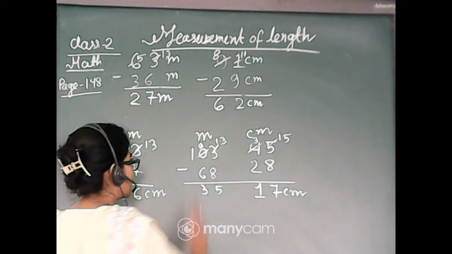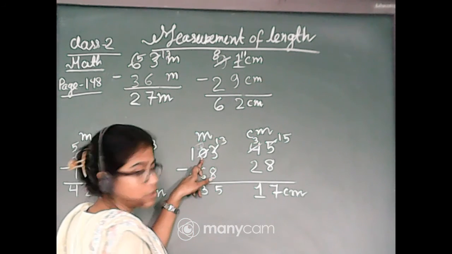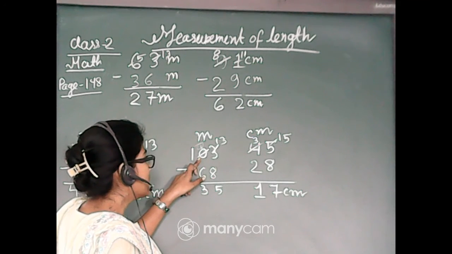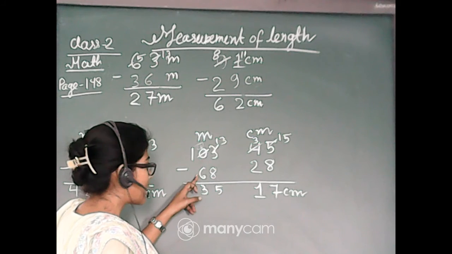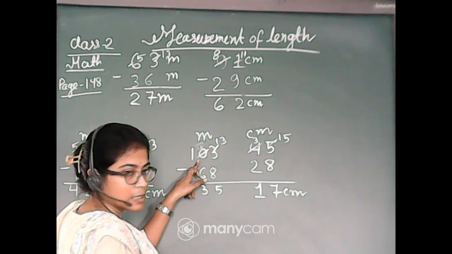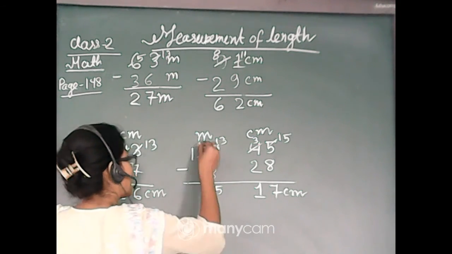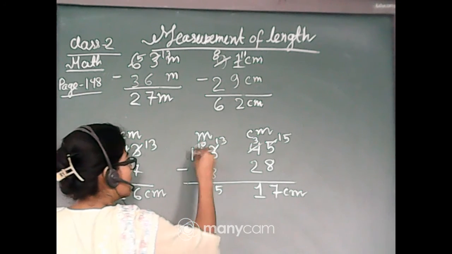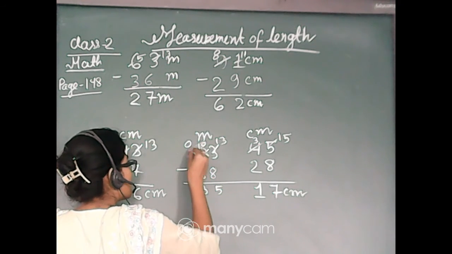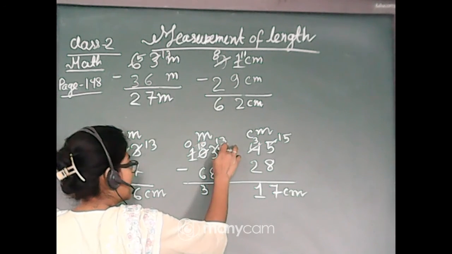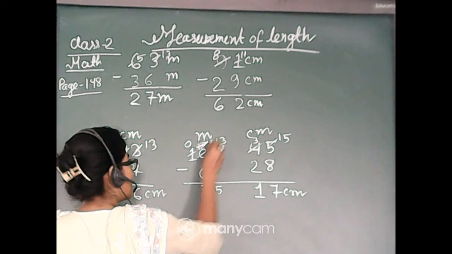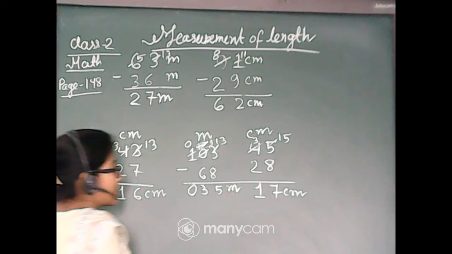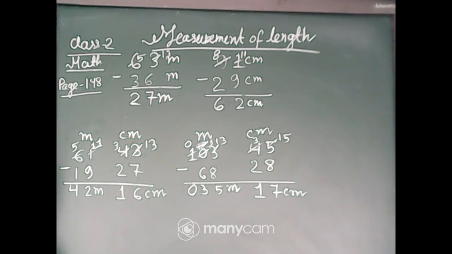And now see, students, here 0 is on the top, isn't it? Since it is 0, we can't subtract 6 from 0. That means we have to think of it as 10 first. Now how does it become 10? It takes 1 from here, so this 1 will reduce and become 0. Whenever it becomes 13, it will reduce by 1 and become 9. That's why 0 will come here. So 35 meter 17 centimeter.